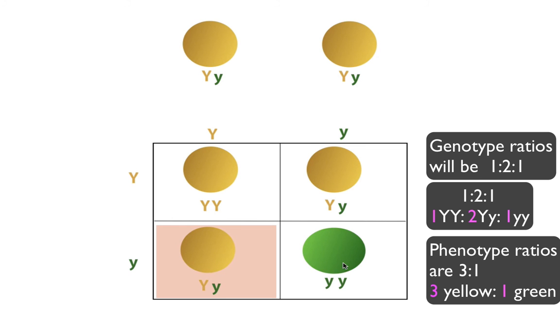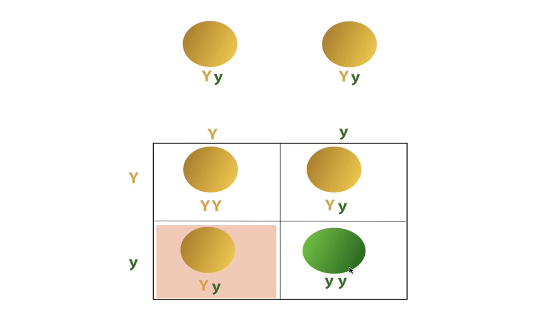But now, if we look at the genotype ratio, we're going to have 1 homozygous dominant to 2 heterozygous to 1 homozygous recessive. So that's 1 homozygous dominant to 2 hybrid, and then to 1 homozygous recessive.